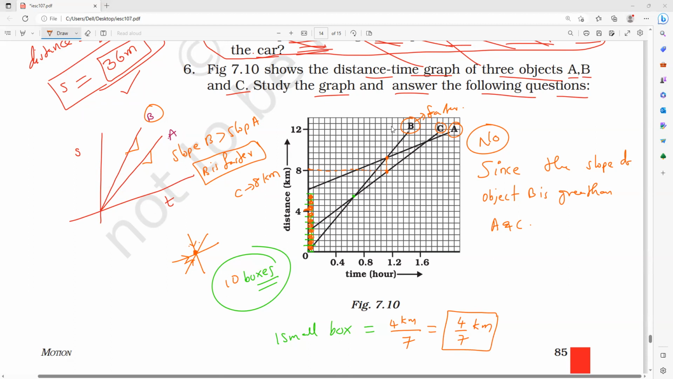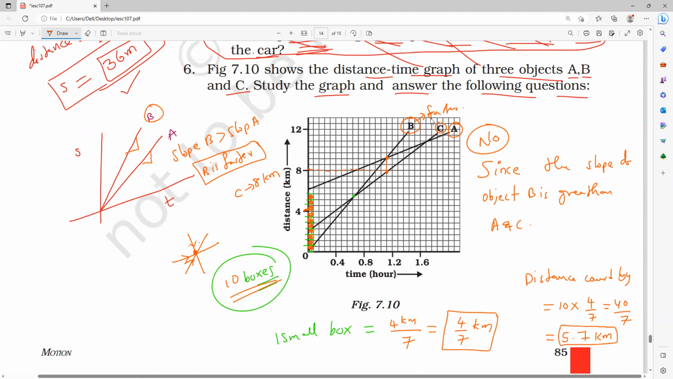So then 10 boxes means what is the journey? One box is 4 by 7, so what is the distance covered by B? Distance covered by B is equal to 10 boxes into 4 by 7. How much is it? 40 by 7. Respond fast. How much is that? 40 by 7 is approximately 5.7 kilometers.